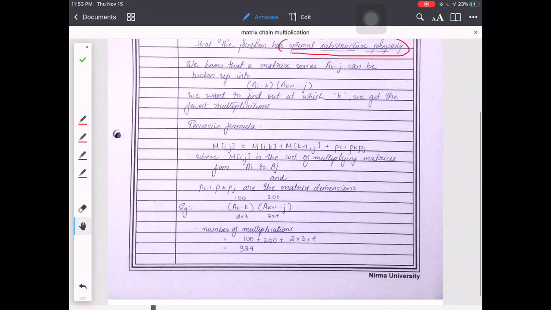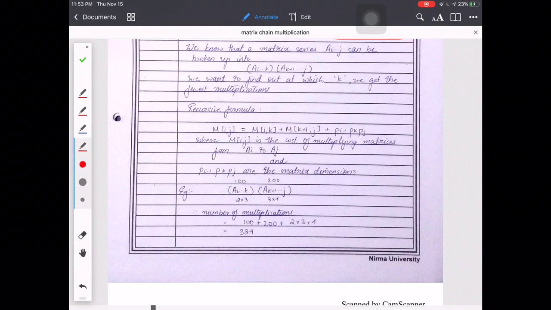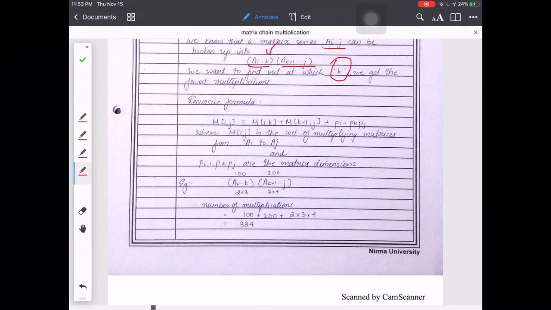Now, we know that a matrix series Ai to Aj can be broken up into Ai to Ak and Ak+1 to Aj, right? So now the problem arises: what is this k? We don't know the value of k right now. So we wish to find at which value of k we get the fewest multiplications. So we can have a recursive formula for finding the cost of the multiplications.